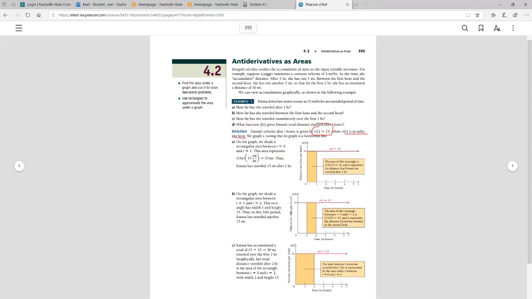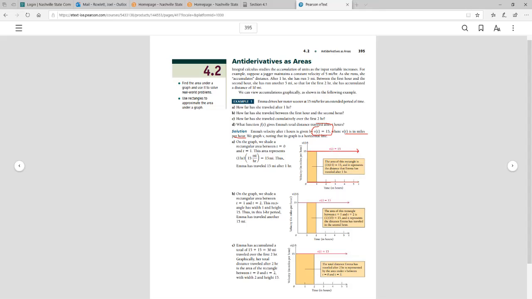We graph v, noting that the graph is a horizontal line. So let's look at the graph on the right. t is time, and of course time is increasing here as Emma is riding along. And notice that if we graph her velocity, the velocity the entire time is 15 miles per hour. I guess she has cruise control and she's locked it in.